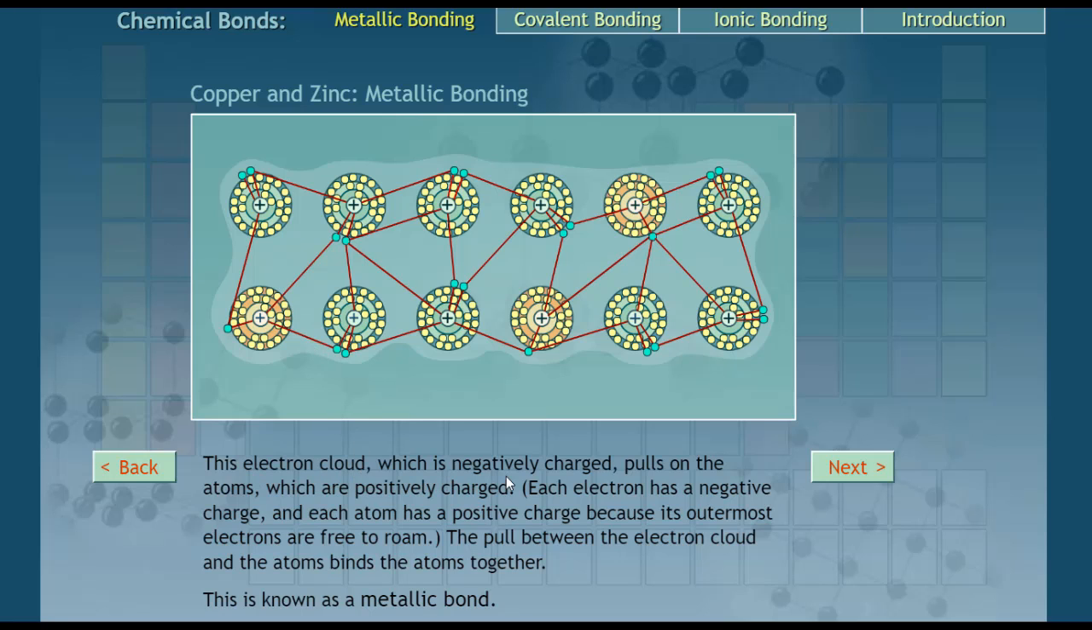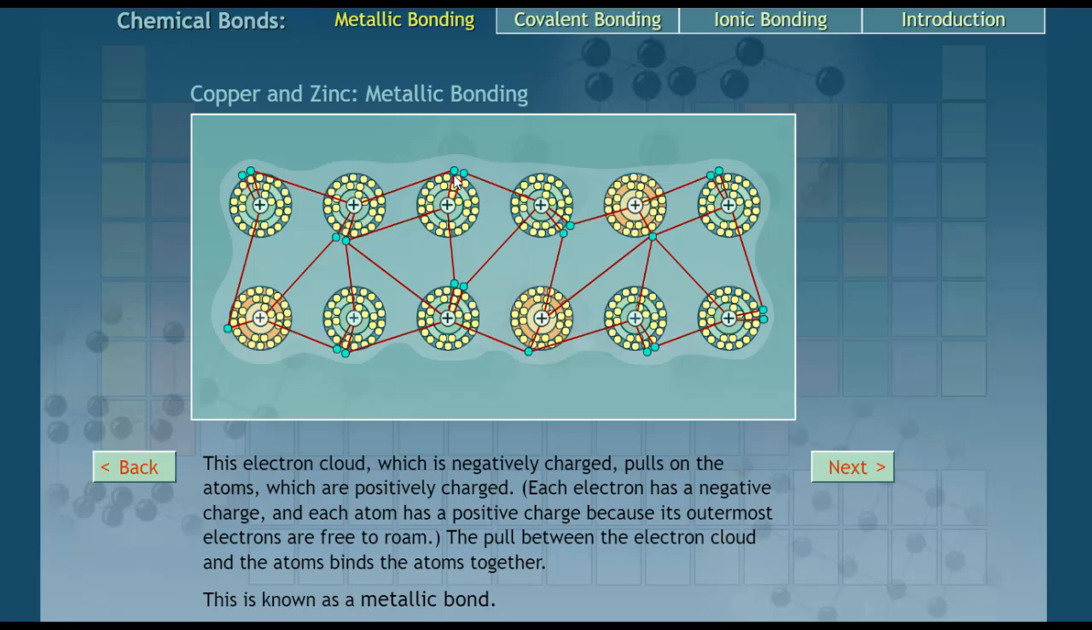This electron cloud, which is negatively charged, pulls on the atoms which are positively charged. Each electron has a negative charge. Each atom has a positive charge because its outermost electrons are free to roam. The pull between the electron cloud and the atom binds the atoms together.